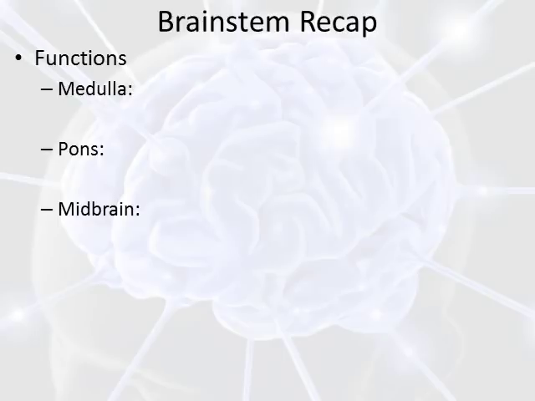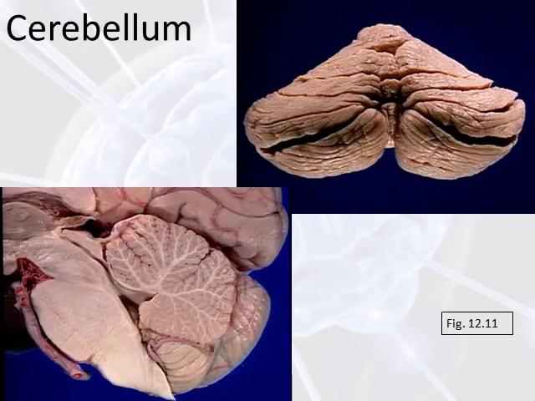Okay, and so this is for you guys to fill in. If you want to just do a little recap here, fill in the functions of these three areas of the brainstem that we just talked about. Okay, so then moving out of the brainstem to the cerebellum.